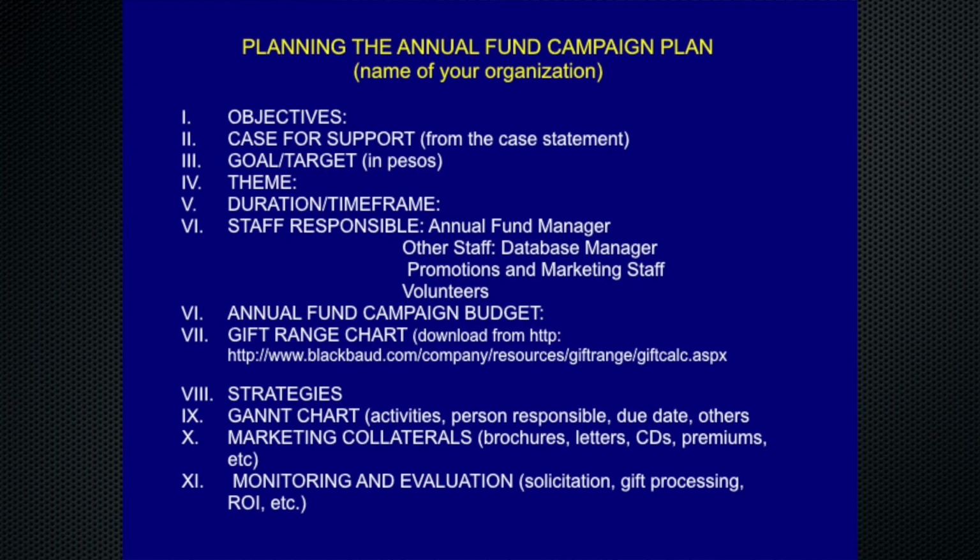And then make use of the gift range chart, so that the gift range chart will help you in planning the strategies that you will use. That's next, strategies. Your Gantt chart, are you familiar with the Gantt chart? If it's a one-year calendar, your Gantt chart will show all the activities that you're going to do for the year. You're going to put the person responsible for that. There should be a deadline, and there should be due dates, yes?